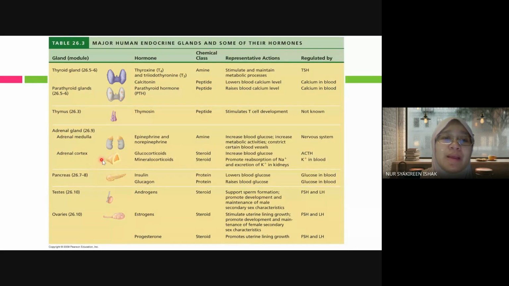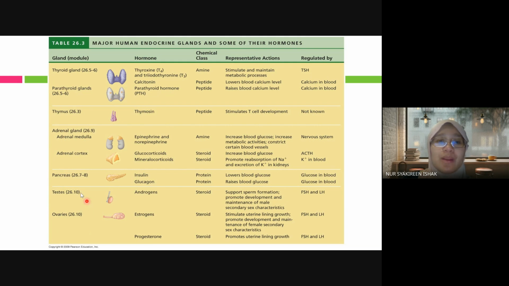Okay. And then the adrenal cortex, the outer part here, it produces glucocorticoids and mineralocorticoids. It produces and secretes. Okay, so these are considered as steroid hormones. So you have to take note, steroid hormones are secreted by the adrenal cortex and also the gonads.